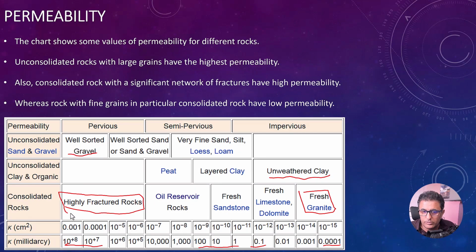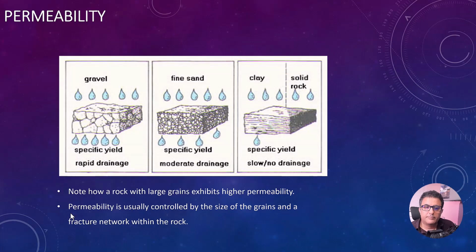If I want to summarize what we learned from this table, if we have a rock that is composed of larger grains, it should have higher permeability. Another factor is consolidation: unconsolidated rocks usually have higher permeability. And another is fractures: fractured rock usually has higher permeability. What you see here is a graphical sketch of what I mentioned in the previous slide. As you see, gravel has higher permeability compared to fine sand and compared to clay.